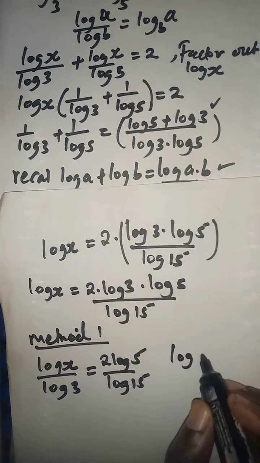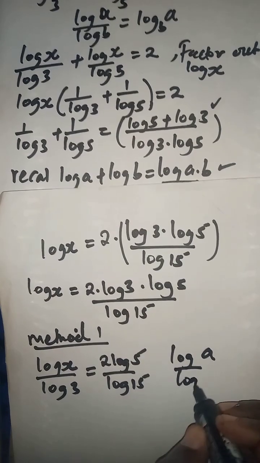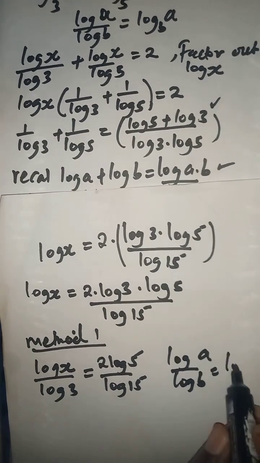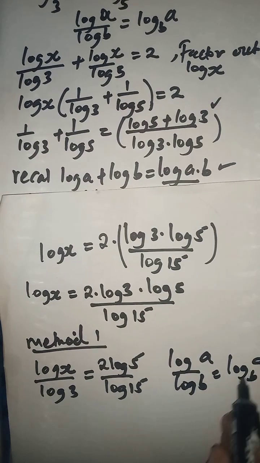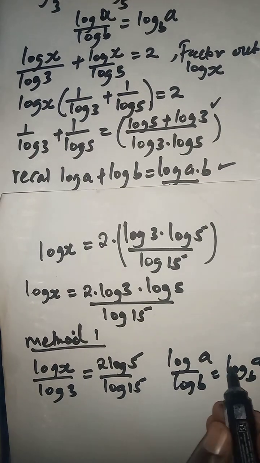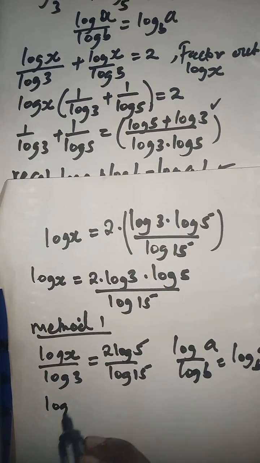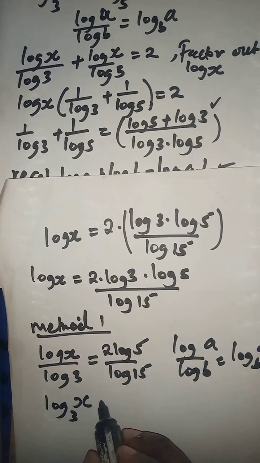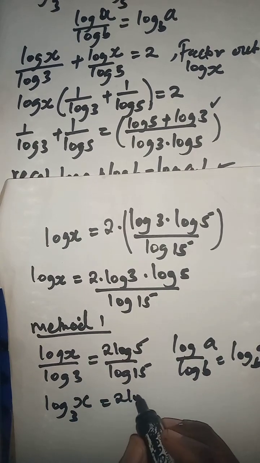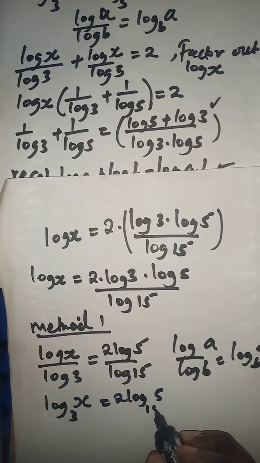Recall that when you have the log of a over the log of b, this is the same as taking the log of a with the base becoming b. I'm going to apply that here so that I get log of x to the base 3 is equal to 2 to the log of 5 to the base of 15.